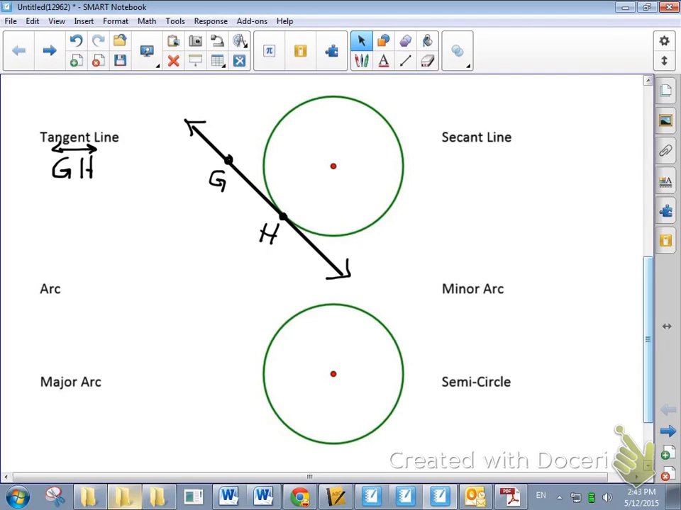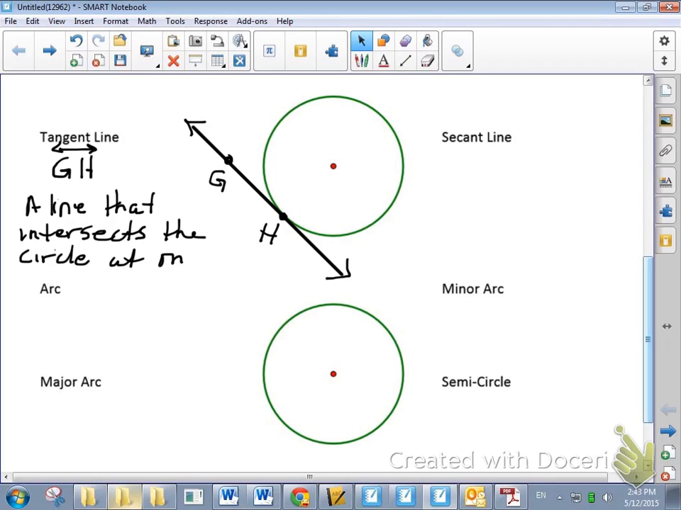And the definition of tangent line is a line that intersects the circle exactly once, in one place, at one point. And that point would be right here at H.